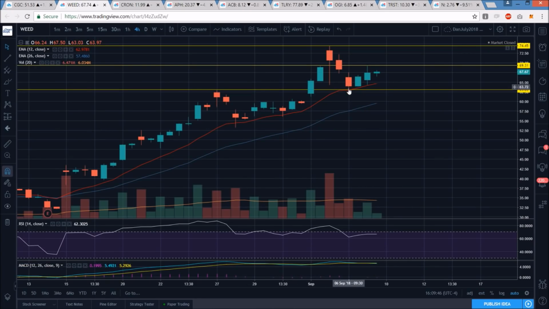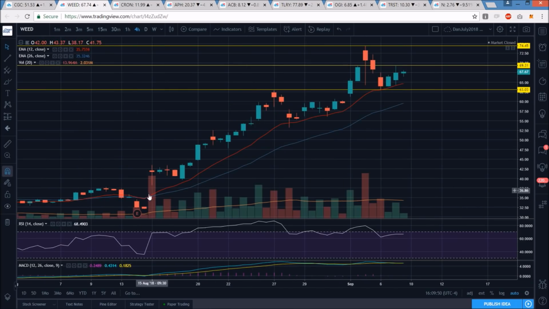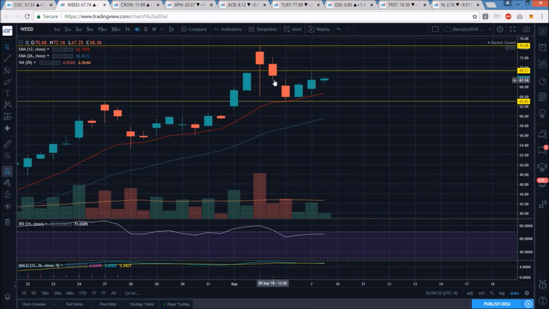So 63.03 is the clear level that, if we broke it, would be a trend change on the 4-hour time frame for the first time since the gap up. And in terms of resistance, 69.31 and 74.45. And of course, psychological resistance levels, 70, 71, within that range to be watching as well.